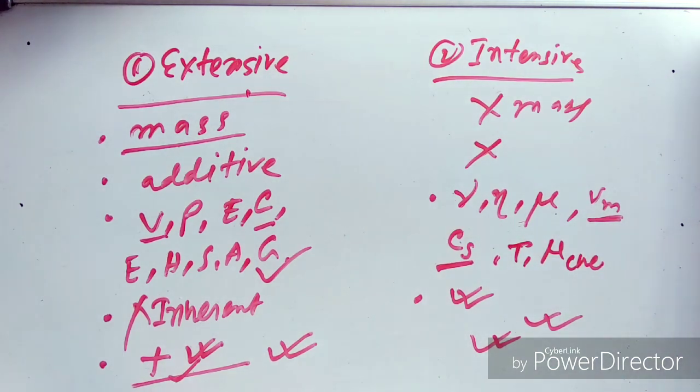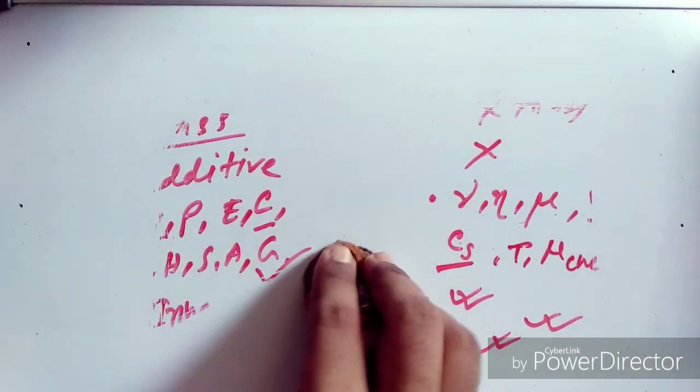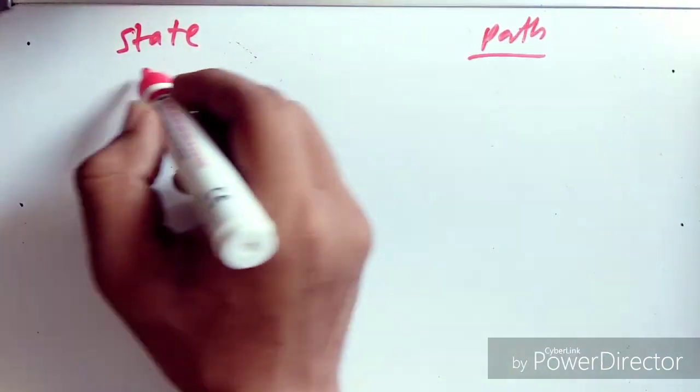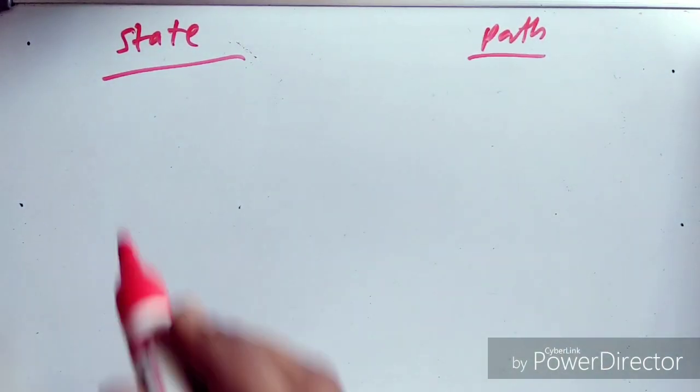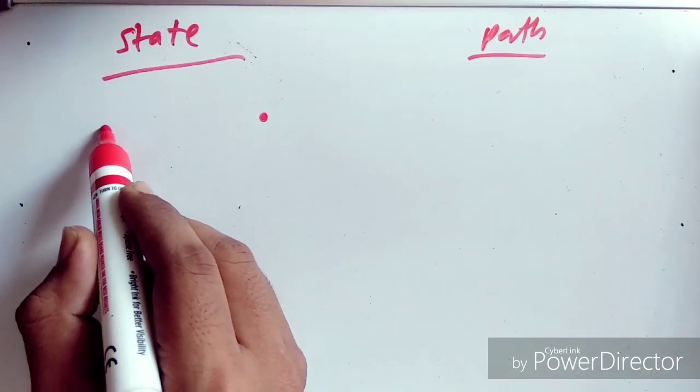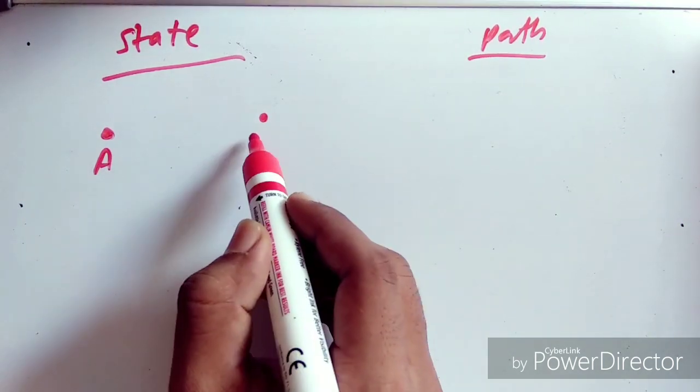Now coming to another important thing, the function. There are two types of function in thermodynamics: one is the state function, and the other is the path function. So what is a state function? Say there is a system here and another system here. It can convert from A to B, state A to state B.